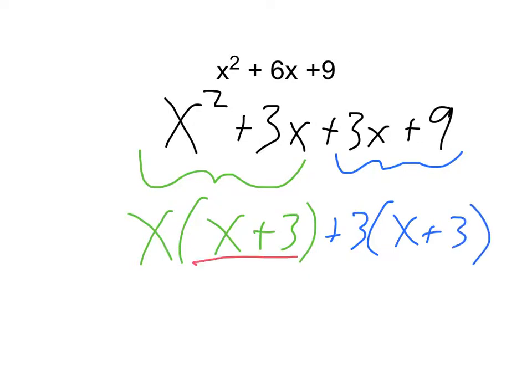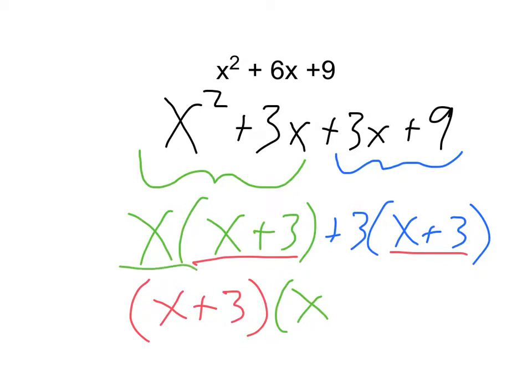Now, since x plus 3 matches x plus 3, I will write that as x plus 3. From the first side, I'll have x, and from the second one, I'll have plus 3. I ended up with x plus 3 times x plus 3, which could be written as x plus 3 squared.